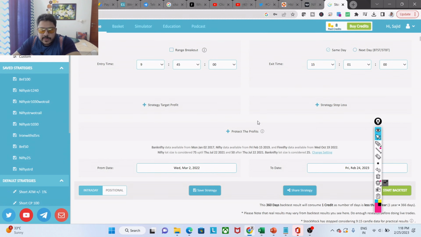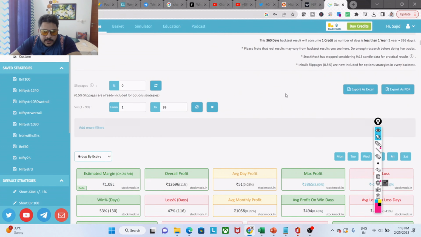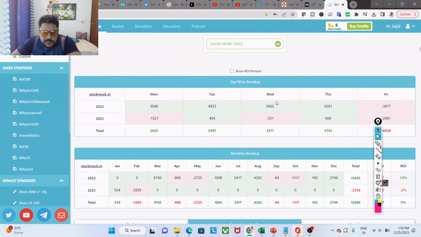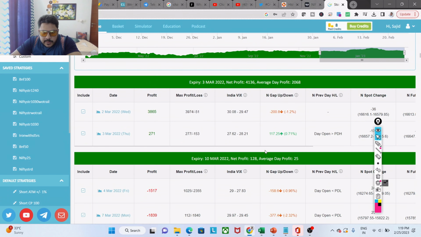You always have to buy credits to use this platform. You have to pay some 700 rupees to get some 30-40 credits. So let's first check the data if we are getting it right.